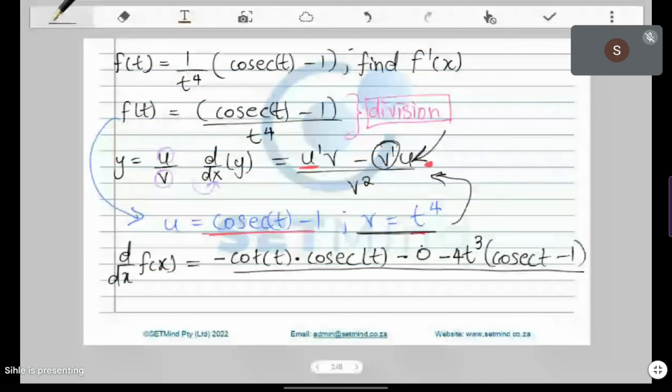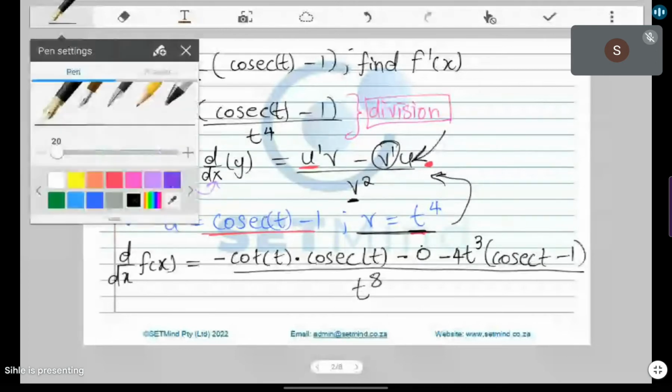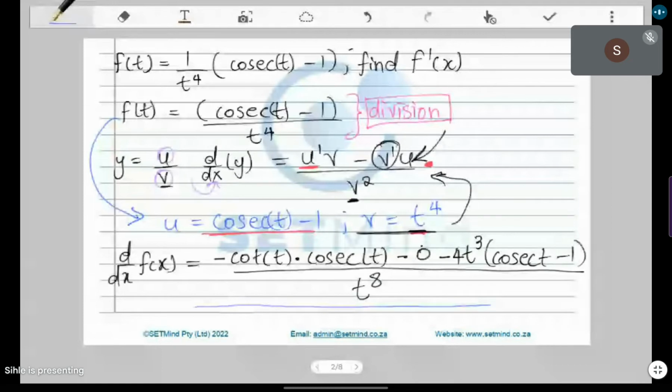And our v in this case is t to the 4. So t to the 4 squared is simply going to be t to the 8. So this is the answer they were expecting from you. Then you can do the grouping here and simplify. This is the answer they were expecting you to get. I hope this answers the question.